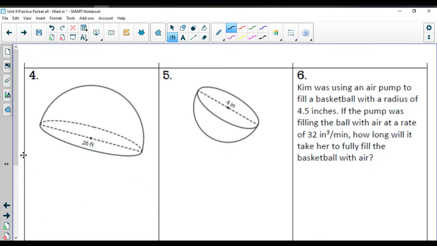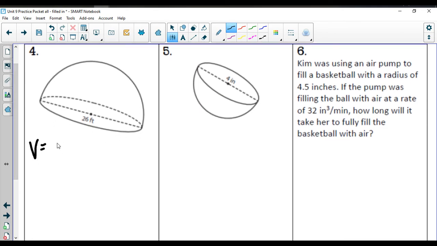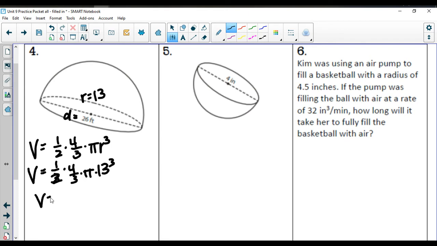In number 4, since we have a hemisphere, we're going to put the 1/2 at the front of our volume formula. So we have half times 4/3 times pi r cubed. Notice I am given a diameter again, so splitting it in half, the radius here is just 13. So I have 1/2 times 4/3 times pi times 13 cubed. So 1/2 times 4/3 times pi times 13 to the third power. It's going to give me a volume of 4,599.05 cubic feet.